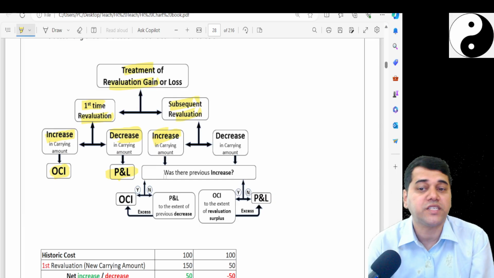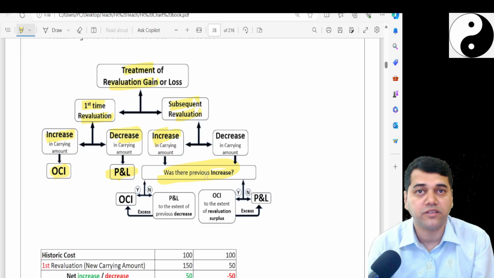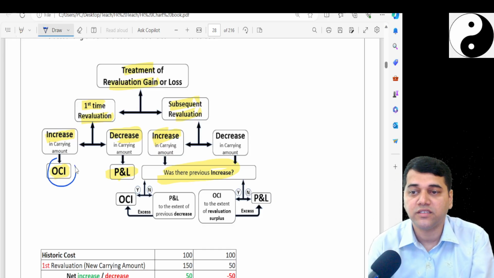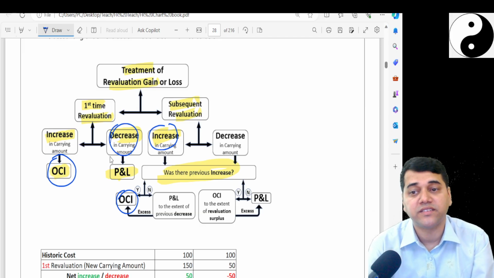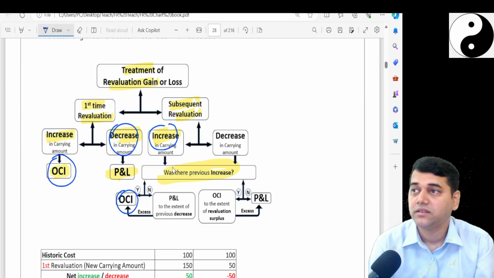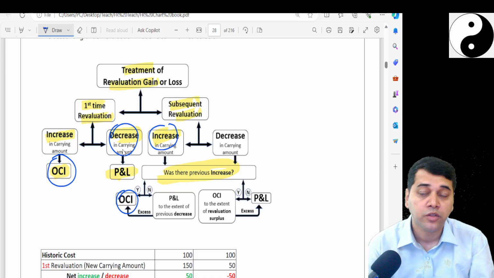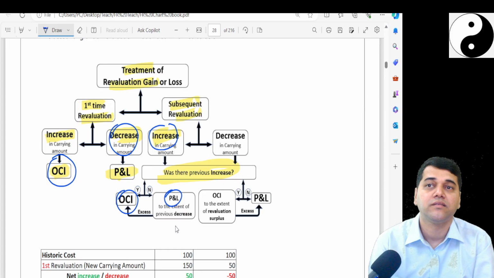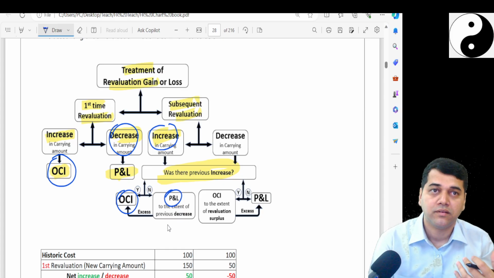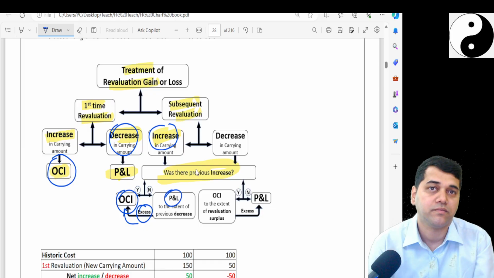This time you first ask yourself, what happened last time? Was the previous one an increase or a decrease? If the first time there was an increase, and the second time also there is an increase, you straight away take it to OCI. But if the first time there was a decrease, and the second time there was an increase, what did you do when the decrease happened the first time? You charged it to P&L, no? So how much you charged to P&L, first you recover that by recognizing the gain. If still something is left, that excess becomes OCI. Logic is simple.